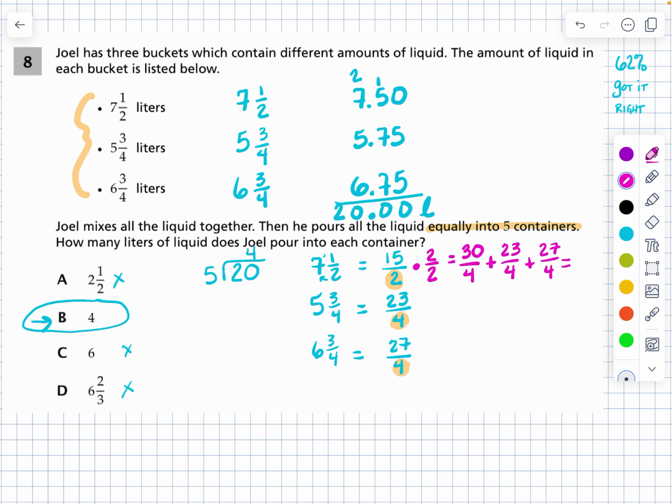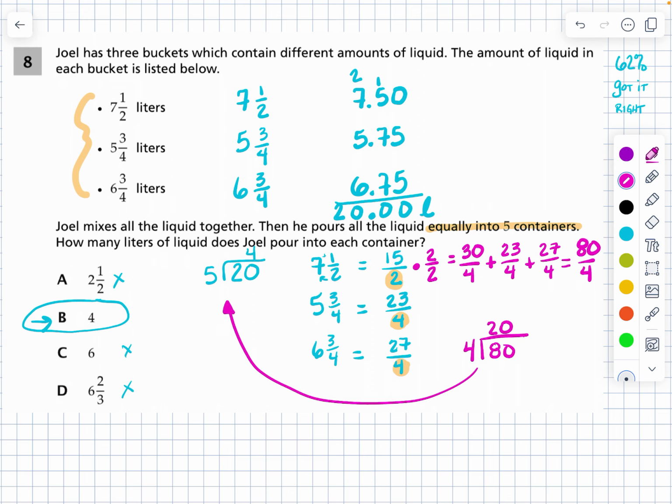Now we just need to add up all of the numerators and see what we get. So we've got 30, 40, 53, 63, 73, and 7 is going to be 80 over 4. And 4 goes into 80 exactly 20 times. And then that leads us back to right here, where we divide the 20 by 5.